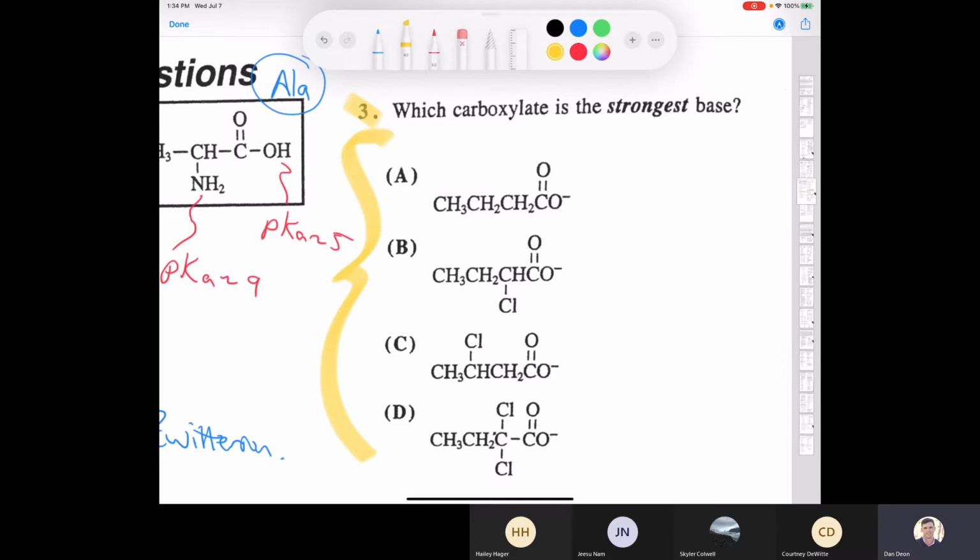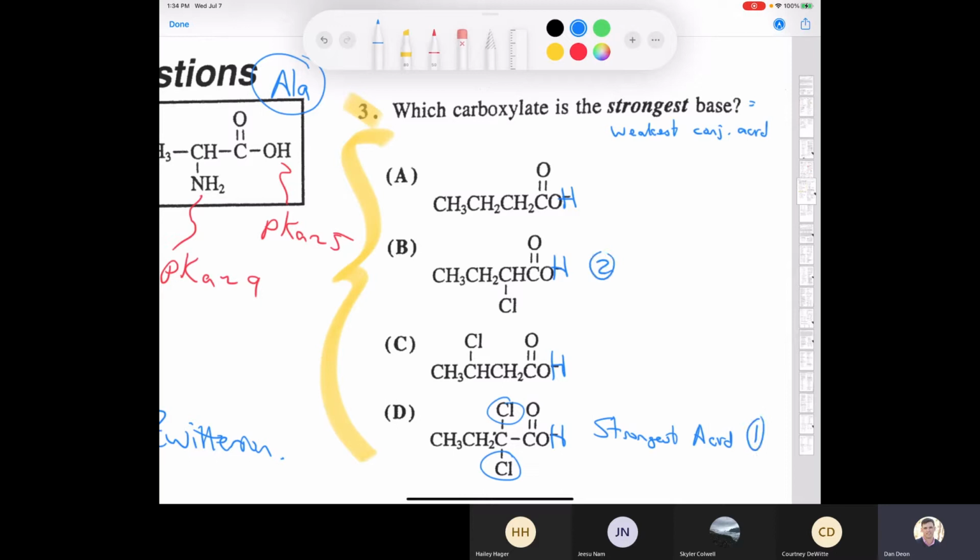Now, in terms of strongest base, these are all conjugate bases of carboxylic acids. That means the strongest base is going to come from the weakest conjugate acid. So if you think about the conjugate acid of all these, if you just scribble in a proton, which one of these would be the strongest acid? This one would be the strongest acid, because it's got the inductive effect of 2 chlorines. So we'll call that the strongest acid.